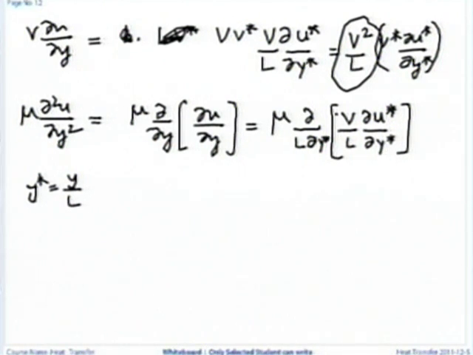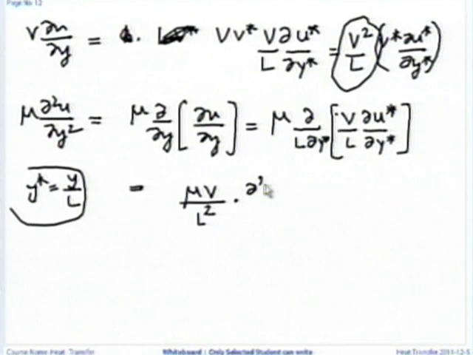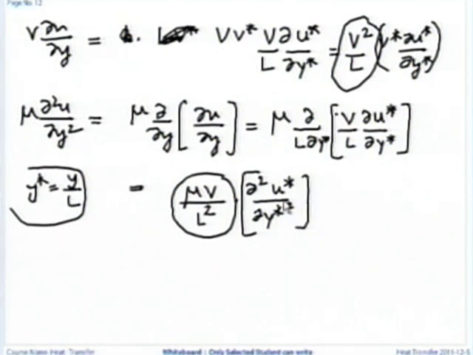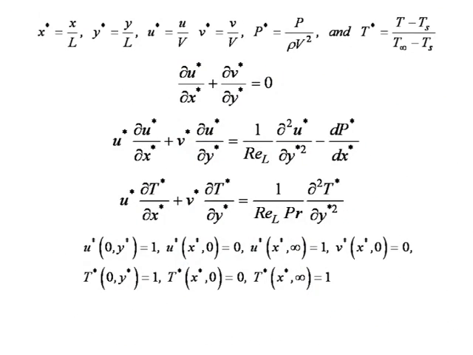Okay, I hope all of you are with me here. So, keeping this in mind, I will get mu v by L squared d squared u star by d y star squared. The mu is also there, the functional form is essentially the same. Mu d squared u by d y squared has become mu v by L squared, and so on. And let me go back to the last thing, dp by dx will be non-dimensionalized in this form.